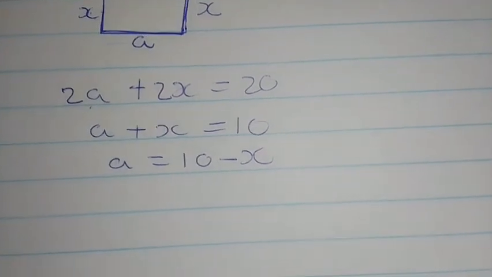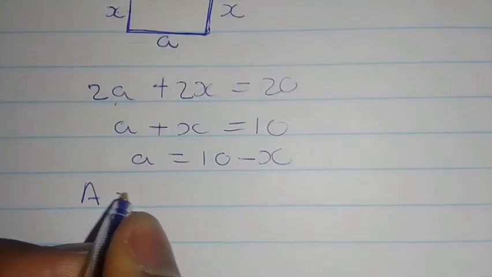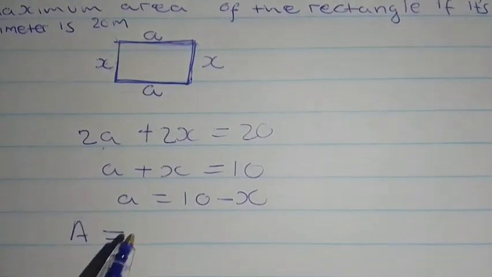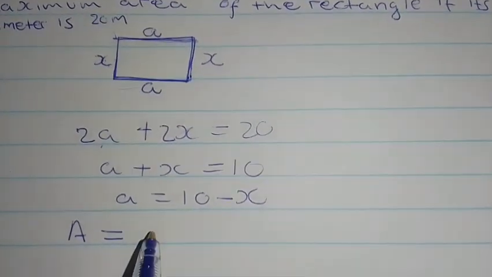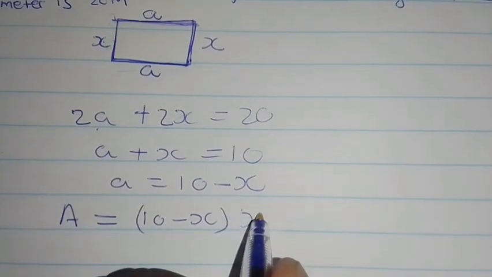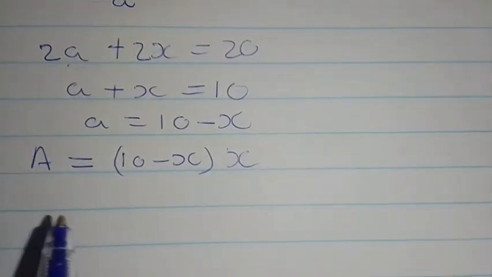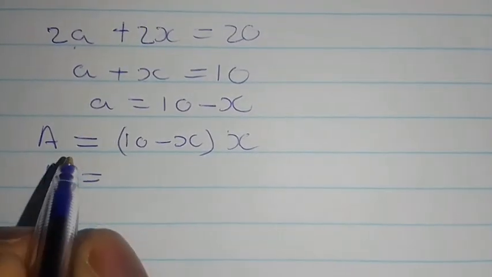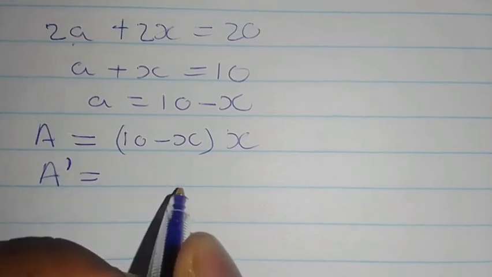That's 10 minus x. Now the area of a rectangle is given by length times width. Then that means that we're going to have 10 minus x as the length and the width of x. So that's the area of a rectangle. Now since we're looking for the maximum area of that, we'll have to find the derivative of that area.